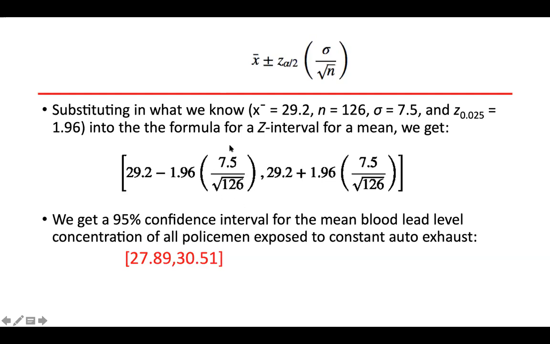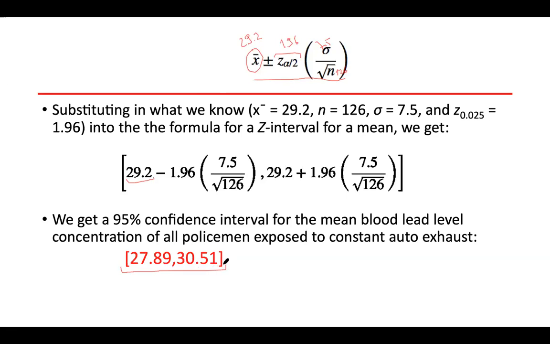So what are we doing here? What is the goal here, arkadaşlar? I am trying to find the interval. How do I find the interval? Using this formulation: X bar plus minus this. This is already given, 7.5. This is already given, 126. And 1.96 from the Z table. So what is my interval? 29.2 minus this, 29.2 plus this. So my interval is this.